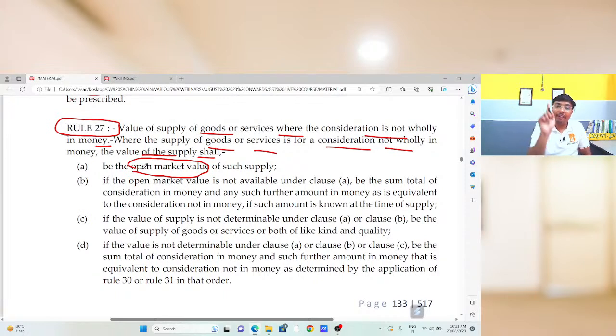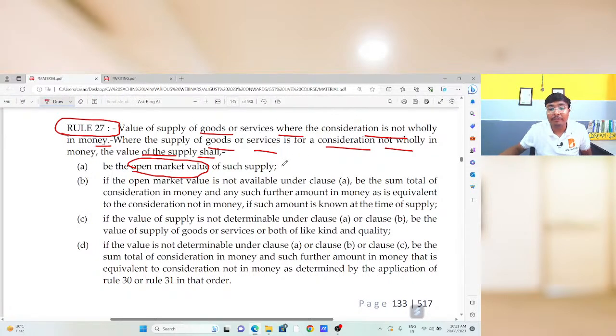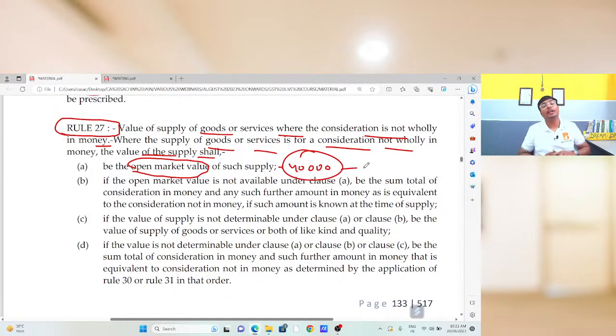So in that case, the first option to decide the value of supply is the open market value of that particular supply. Suppose that particular laptop is available in the market for 40,000 rupees. In that case, the value of supply will be 40,000 rupees. If the laptop is available in the market for 40,000 rupees, the value of supply of that laptop will be 40,000 rupees.